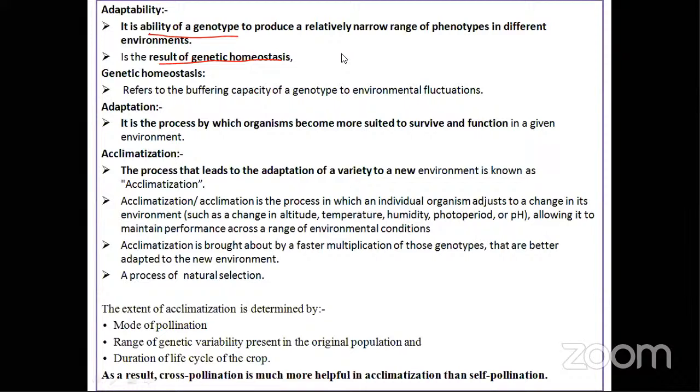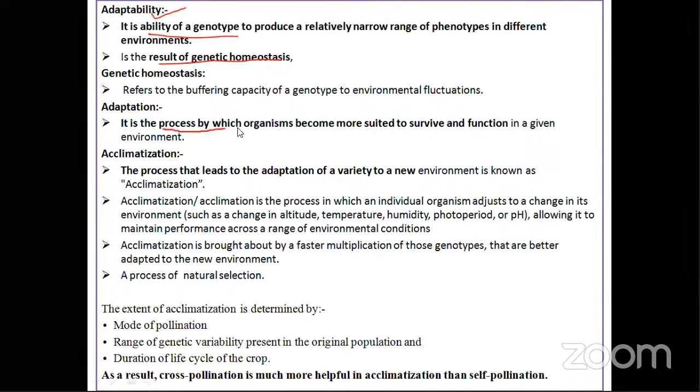Because this sort of thing is called homeostasis. For this, two types of phenomena will be working: one is genetic, one is environmental. We are not talking about the environmental one. Here we are talking about adaptability, which is the result of genetic homeostasis, where the genes inside the body of an organism give rise to this ability of the particular genotype to adapt to a particular environment, to show a narrow range of phenotype in that environment. That is adaptability. Okay. Then coming to the next one, that is adaptation.